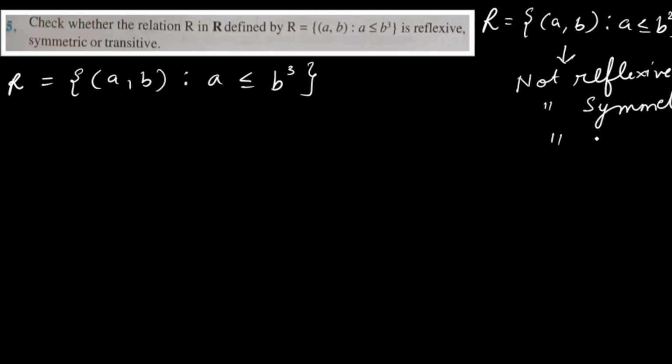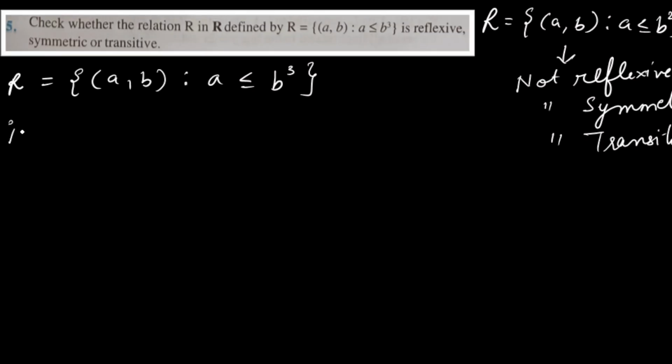So you have to understand that these types of relations, whenever you take a is less than or equal to b square or b to the power n, here because b cube is there, this type of relation will not be reflexive, symmetric or transitive. We just have to prove this with the help of a few examples, but you have to remember this fact, because many times you may take some different ordered pair.